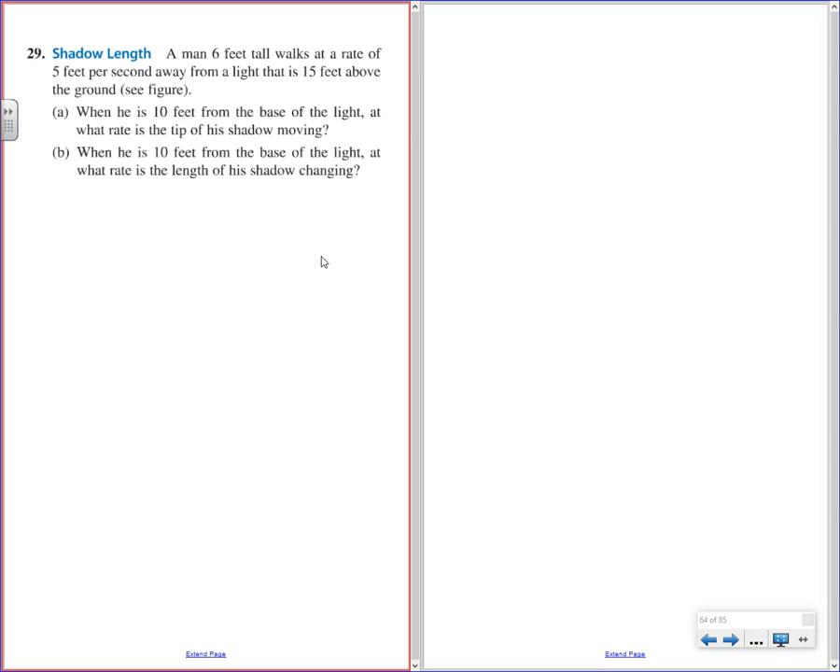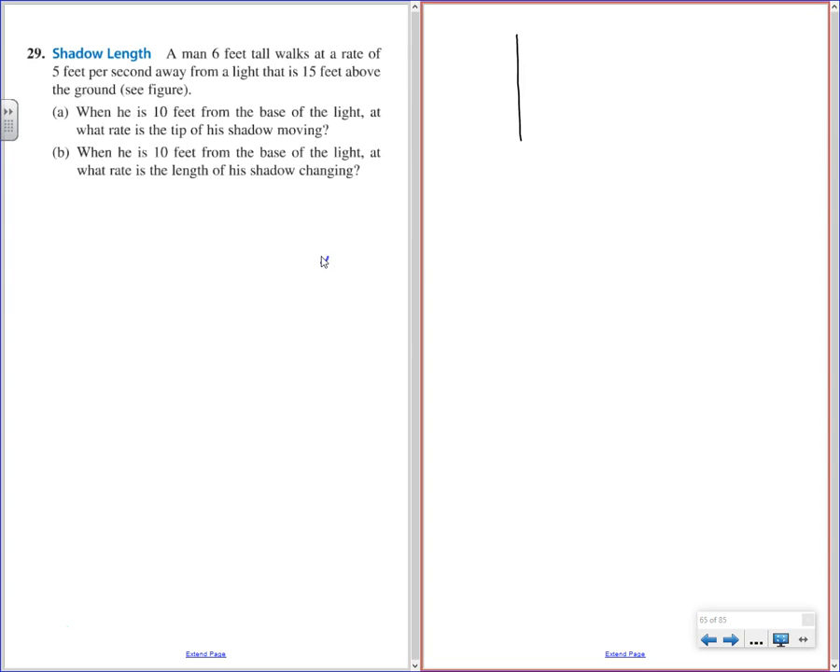Alright, picture a 6 feet tall man walking away from a light pole. If you want, you can put a little light on top, but whenever I do that, it never turns out well. Here's our little stick figure. I'll make him kind of long and lean because he's 6 feet.